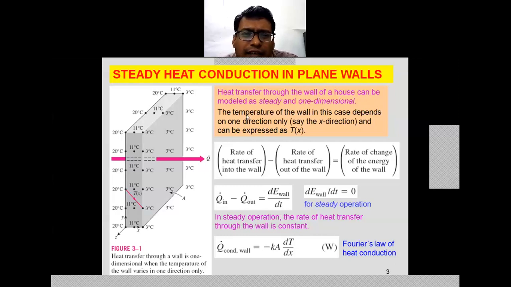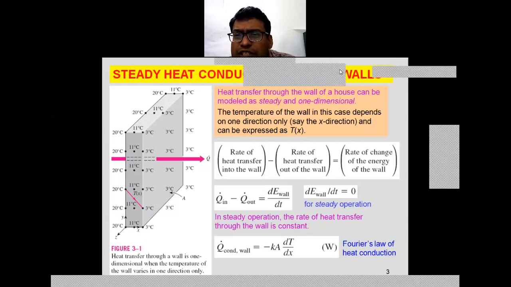So let us look at the figure. The temperature is maintained on one side at 20 degrees Celsius, and at the other end it is maintained at 3 degrees Celsius. The intermediate temperature is calculated as 11 degrees Celsius. So that is the one dimensional heat conduction in the x direction that is assumed. The heat transfer through the wall of the house can be modeled as one dimensional steady state heat conduction.